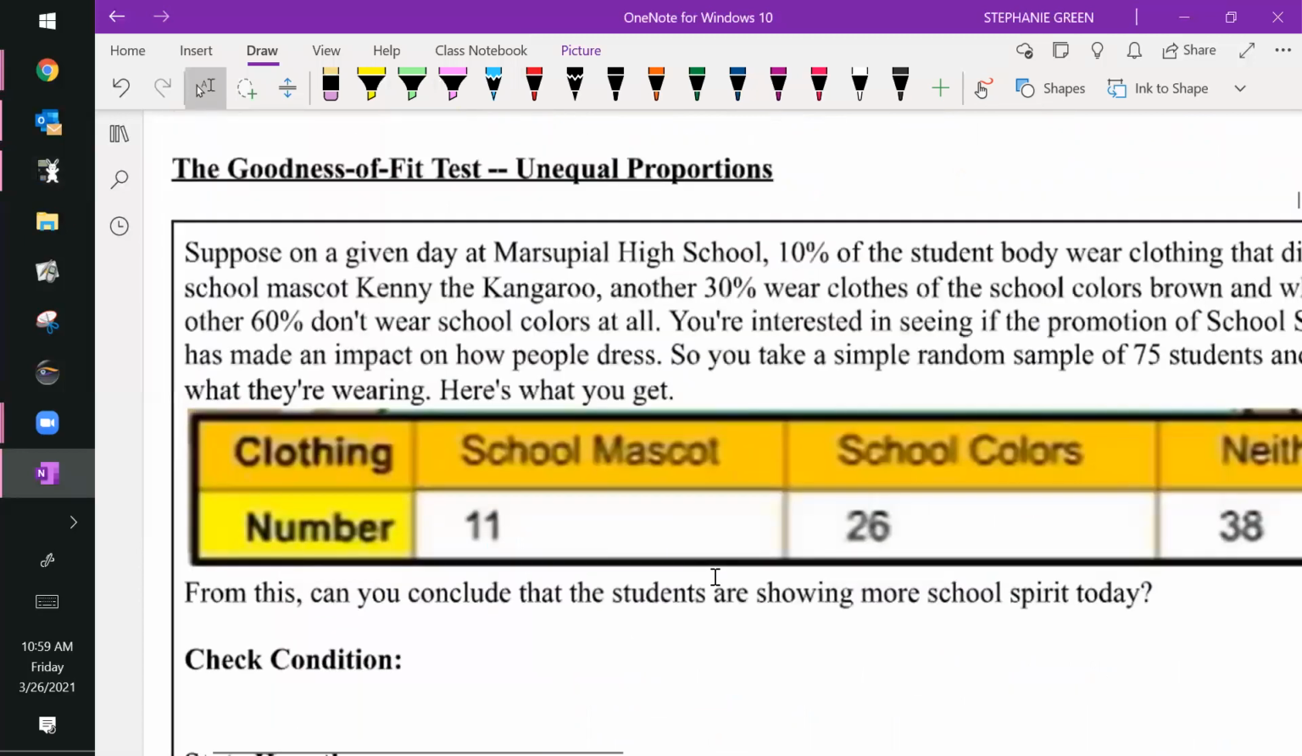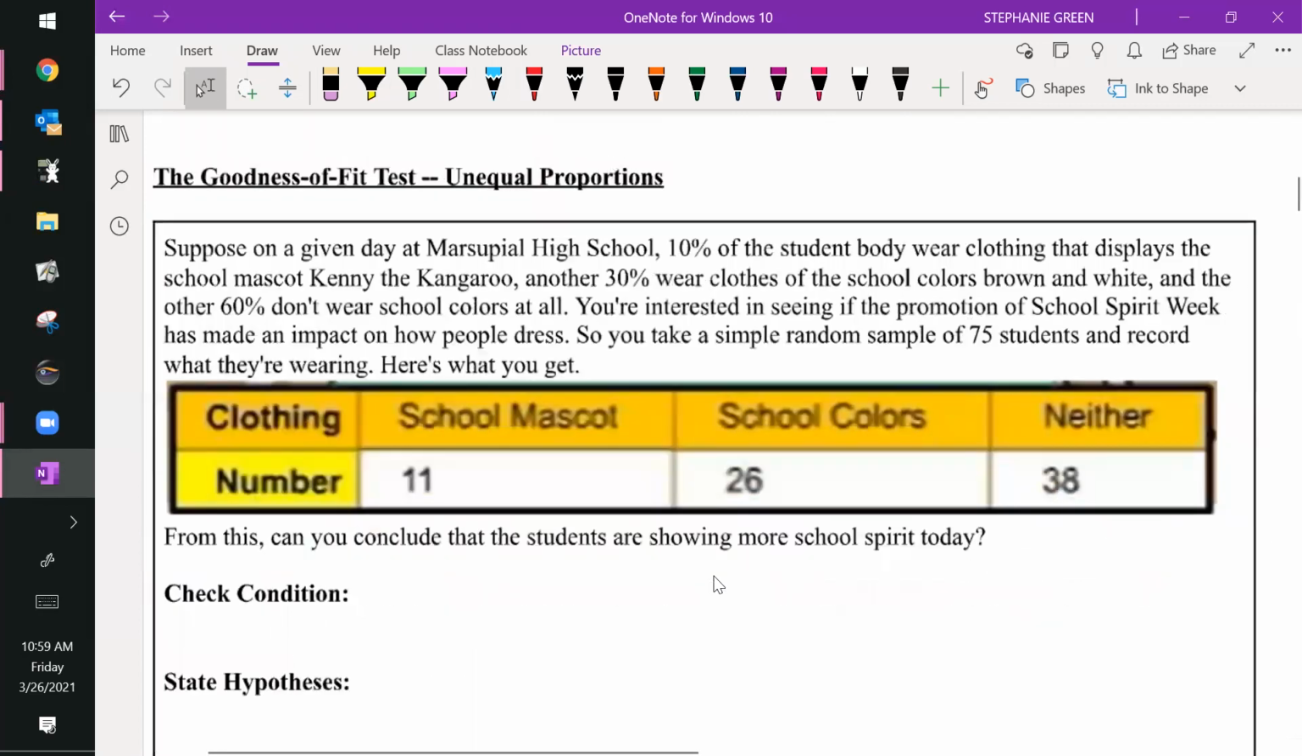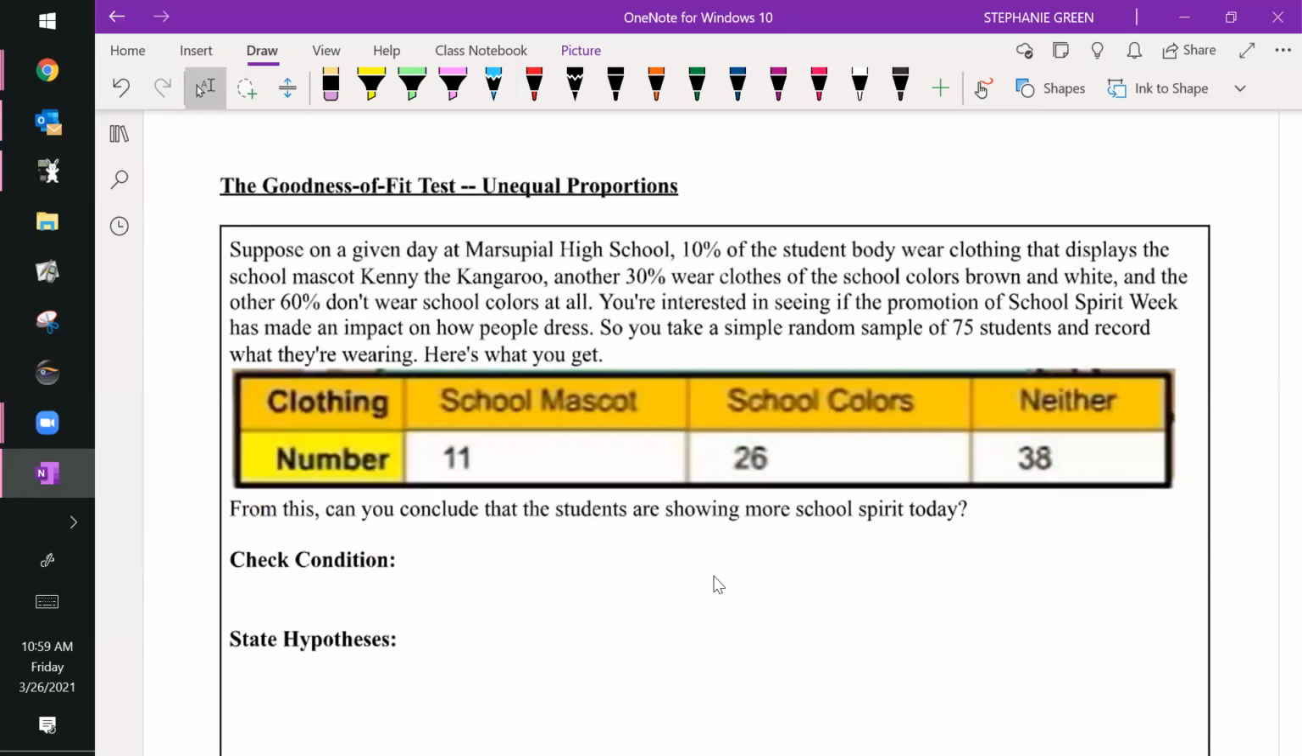Okay, now let's look at an example where we're doing the same thing, but this time the proportions for each observed value are unequal. It's no longer 1/6, 1/6, 1/6, 1/6, 1/6, 1/6. This time, we're expecting 10% of the student body to wear the mascot, 30% of the student body to wear school colors, and 60% to wear neither. So, what would our expected values be? They're taking a sample this time of 75.